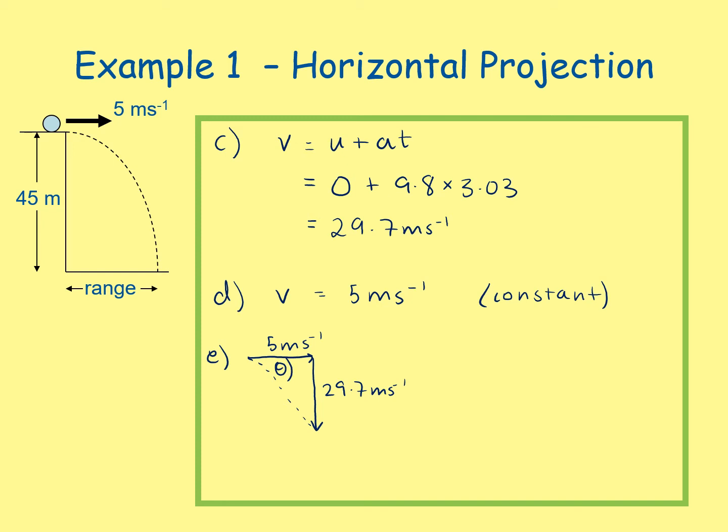So to work out our resultant velocity here, we just use Pythagoras. So v squared equals 5 squared plus 29.7 squared. This gives an answer of V equaling 30.1 meters per second.